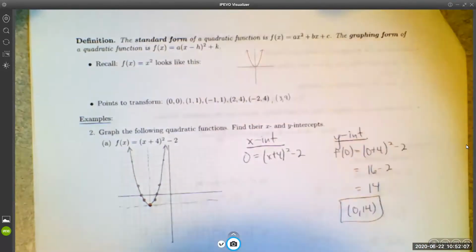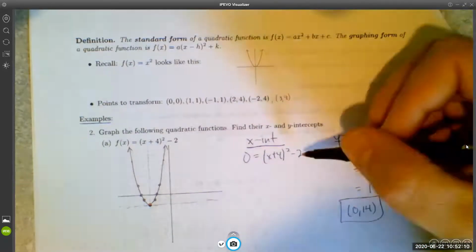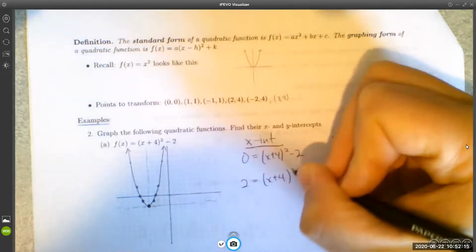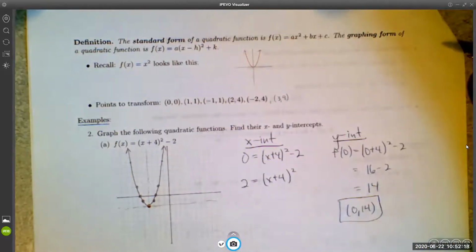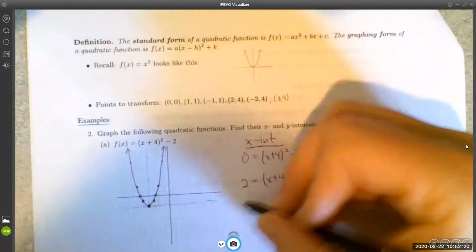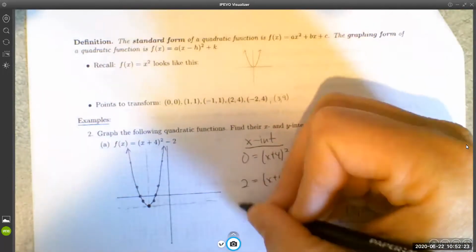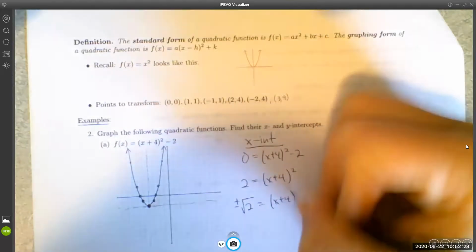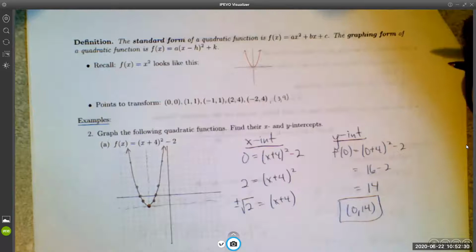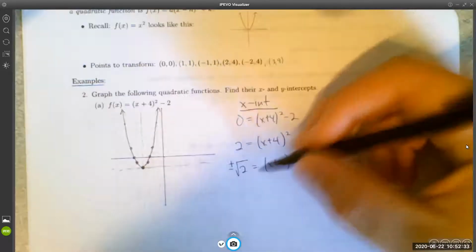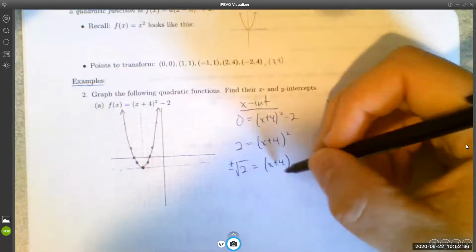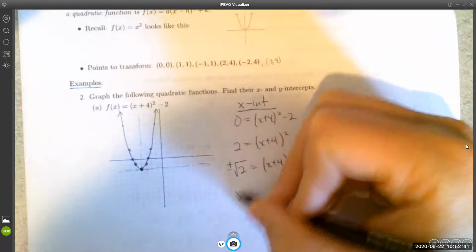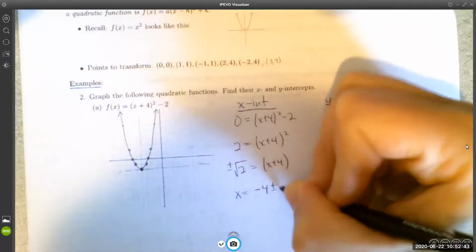The x-intercepts take a little bit more work. We've got to solve this equation for x, right? So I would add the 2 over to the other side. And then I would take the square root. Remember, when you take the square root, you have to have a plus or minus sign. So plus or minus root 2 equals x plus 4. If that's completely foreign to you, don't worry, we'll review it. And then I would move the 4 over, I just need to subtract 4. So I'm going to get x equals -4 plus or minus square root of 2.